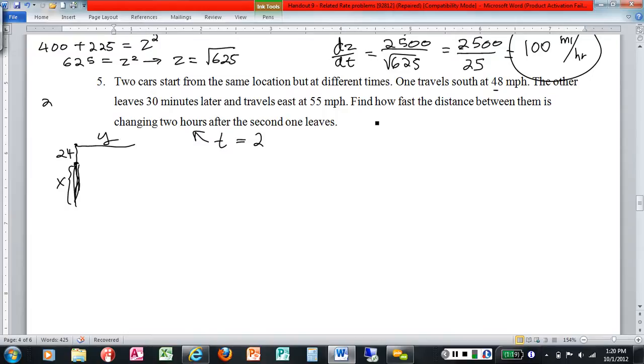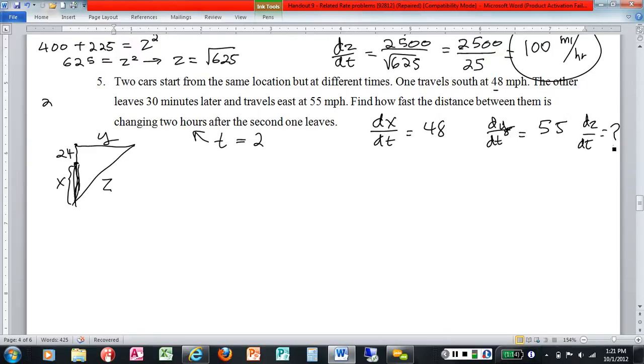All right, so same question, how fast is the distance between them changing 2 hours after the second one leaves? So I'm still looking for that tied in with that z right there. Okay, so we do know, again, dx/dt is 48. dy/dt is 55. And I'm looking for dz/dt. Time is 2 hours. However, what about my equation?